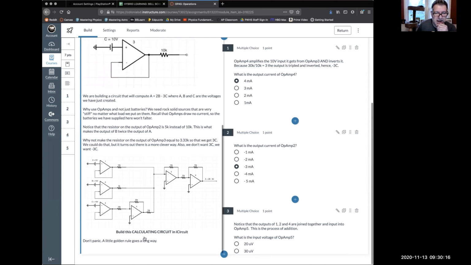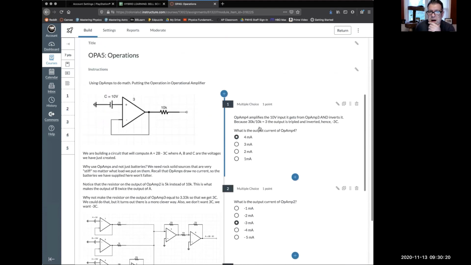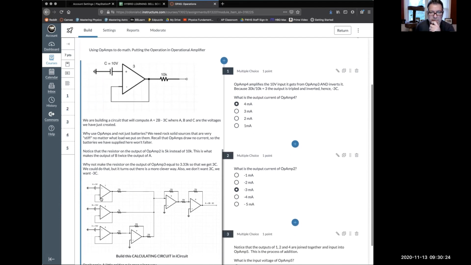And for some reason, I asked you not to panic when you looked at the circuit. So OpAmp4 amplifies 10 volts. Where's OpAmp4? See, I numbered the amplifiers, and you can do that. You don't have to do it because I did it for instructional purposes, but you can number the amplifiers in iCircuit. This is OpAmp number 4. It amplifies the 10 volt input it gets from OpAmp3 and inverts it. Because 30K over 10K is 3, the output is tripled and hence negative 3C.